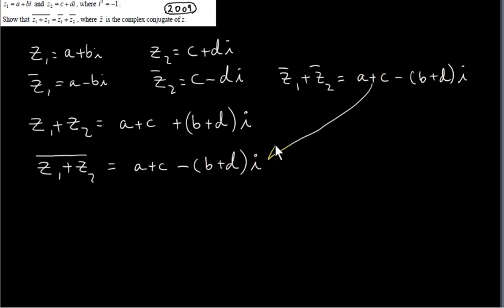And you can see now that these are the same. That's what we had to show. We had to show that the conjugate of z1 plus z2 equals the conjugate of z1 plus the conjugate of z2.